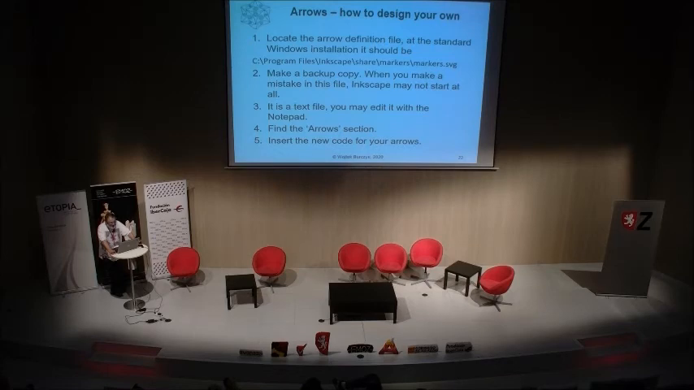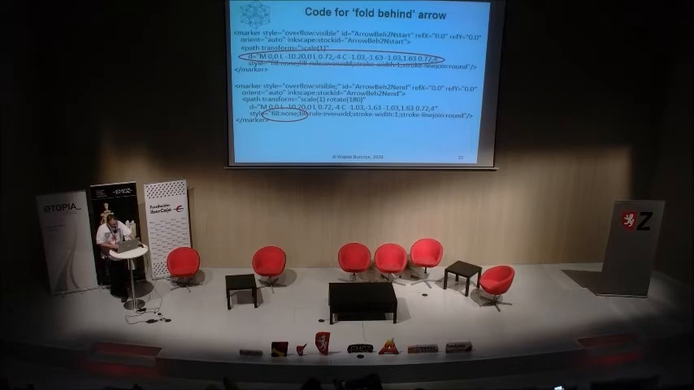When you make a mistake in this file, Inkscape may not start at all. Now, it's a text file. We may edit it with Notepad. There is an arrow section, and we may put new code for new arrows. How do we get this code? There's a code for the fold behind arrows.